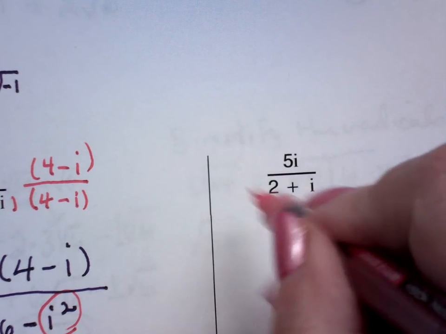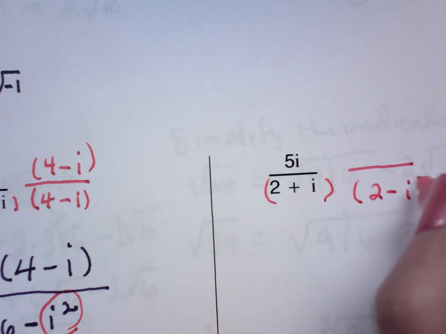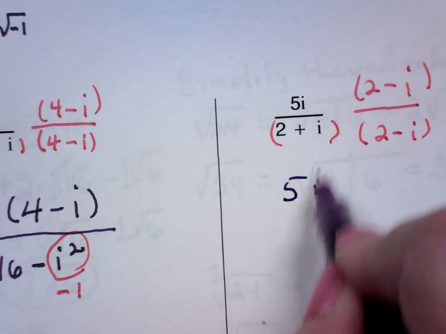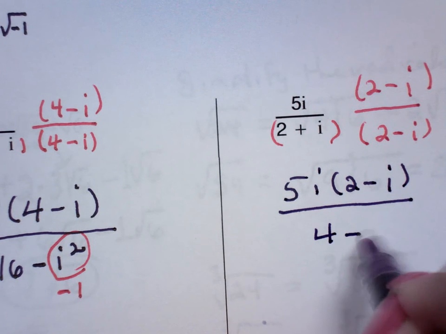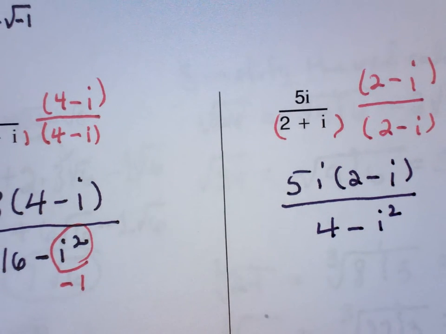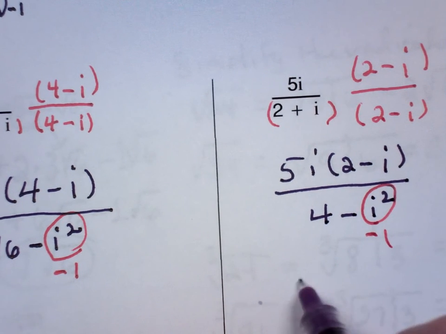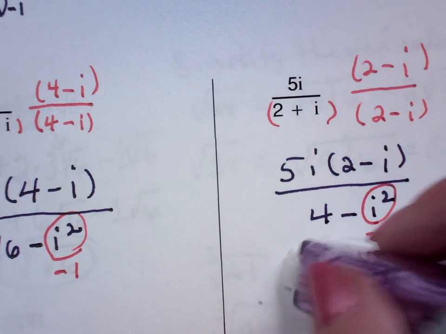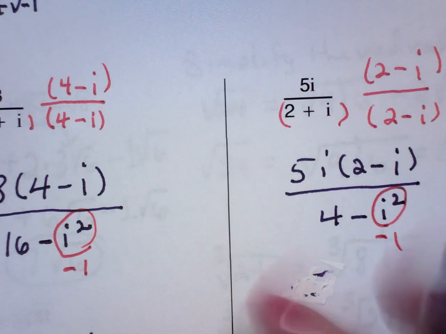Now, I'm going to multiply this guy by what? 2 minus i. So this becomes 5i times 2 minus i all over 4 minus i squared, and we know that i squared is negative 1. So this would be 5 times, and let's take this out of there because let's multiply it through so you can see it. It reduces. It does reduce.